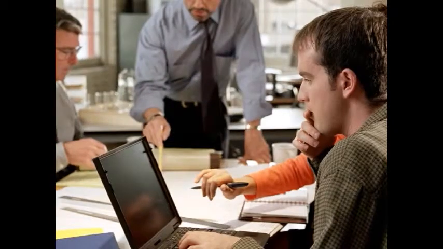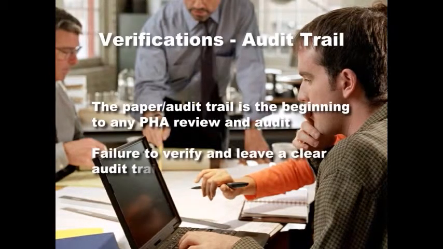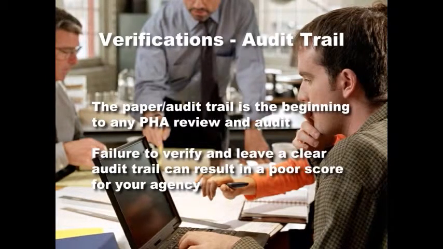An auditor, supervisor, manager, or other staff person should be able to pick up any case file, review the case file, and know exactly what is happening with the family, the unit, the owner, or anything else that has to do with that file, without having to ask multiple questions of the individual who performed any functions relating to that file. The paper trail or audit trail is the beginning to any PHA review as well as any audit. Failure to verify and leave a clear audit trail can result in a poor score for your agency.